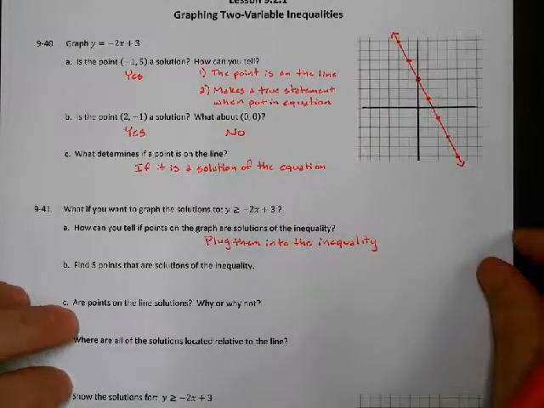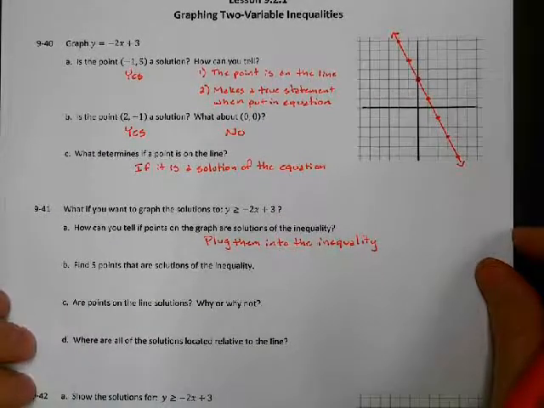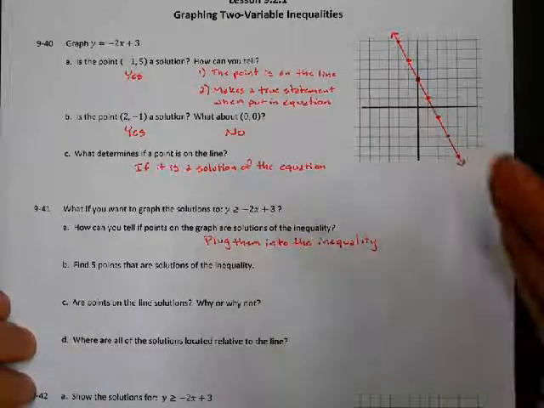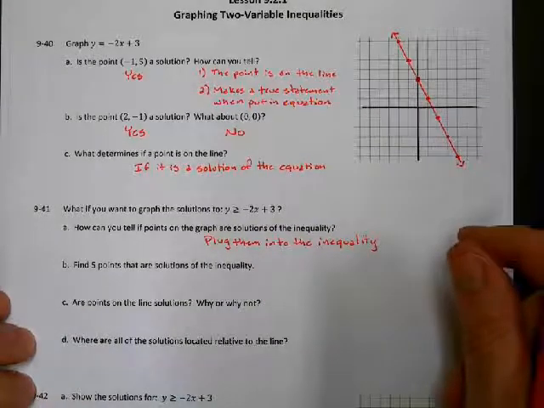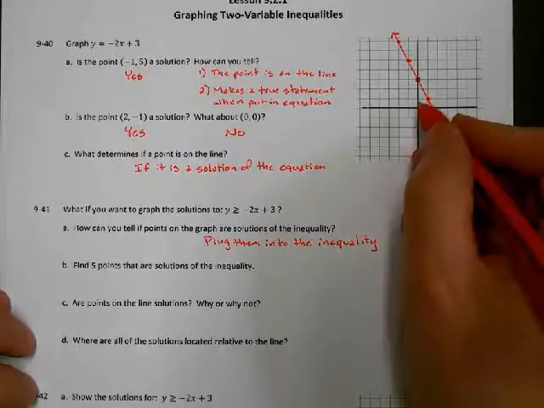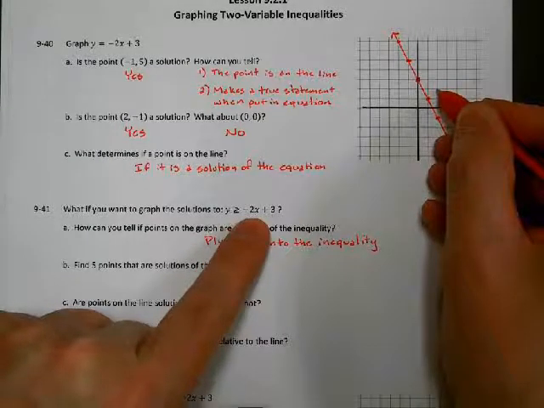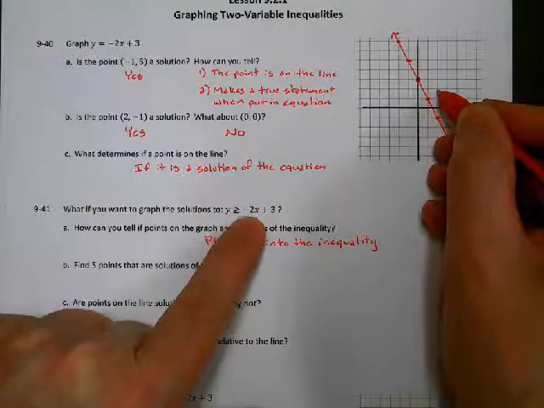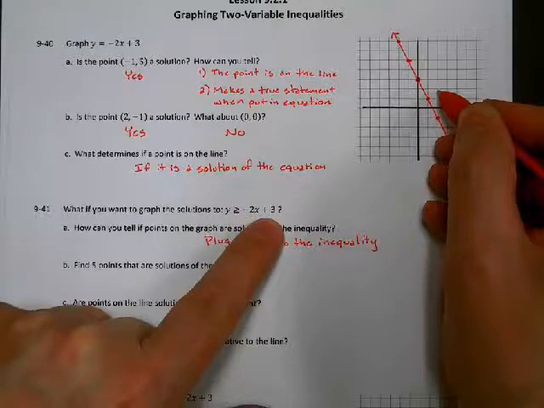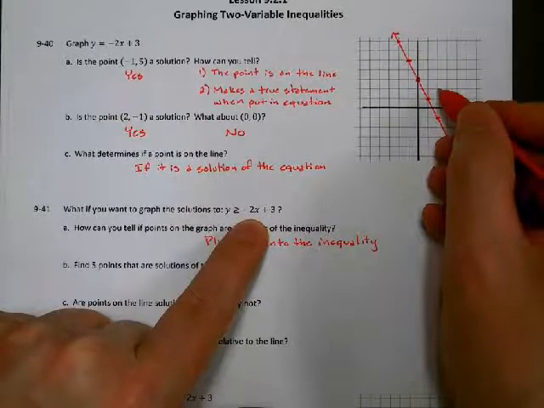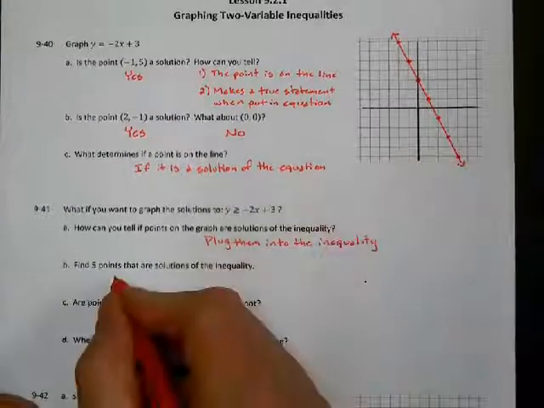All right, find 5 points that are a solution of the inequality. Okay, let's not find 5 points on the line because we're going to get to that in a second. Let's just find 5 random points. We'll look for easy ones. Let's try 2, 2. Does 2, 2 work? If I plug in a 2 here, negative 2 times 2 is negative 4. Negative 4 plus 3 is negative 1. And 2 is bigger than negative 1. So 2, 2 would work.